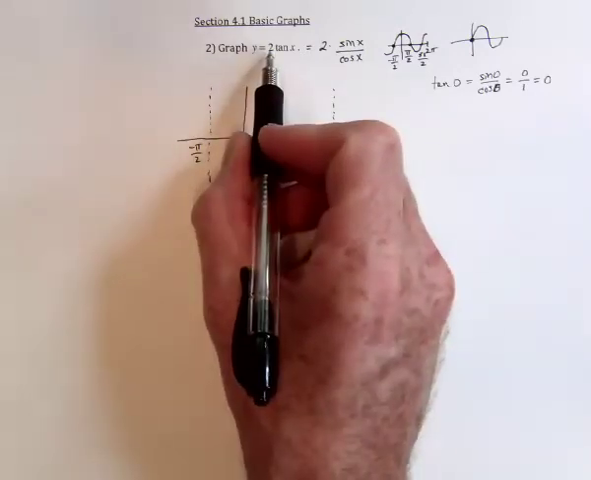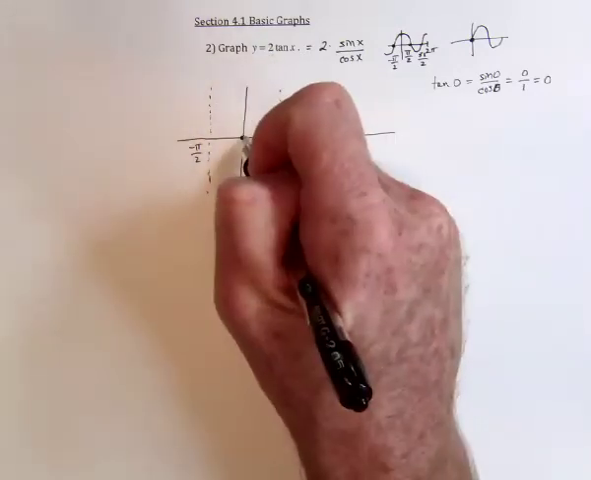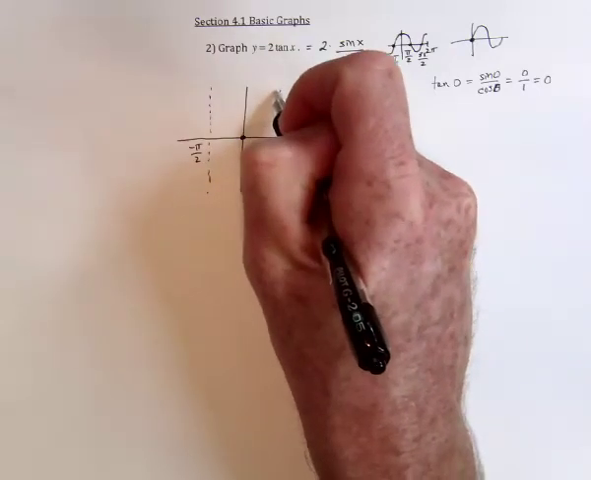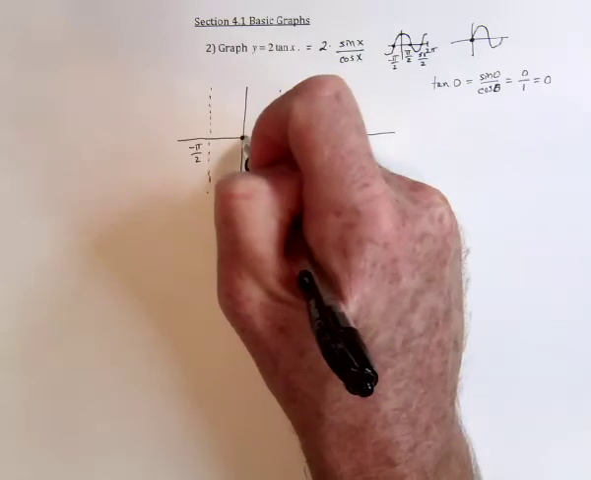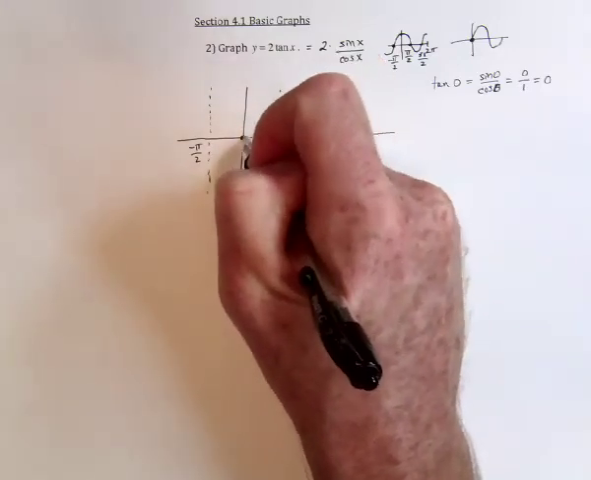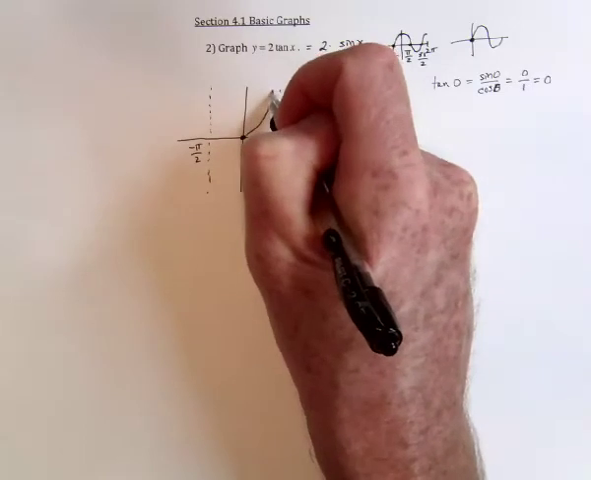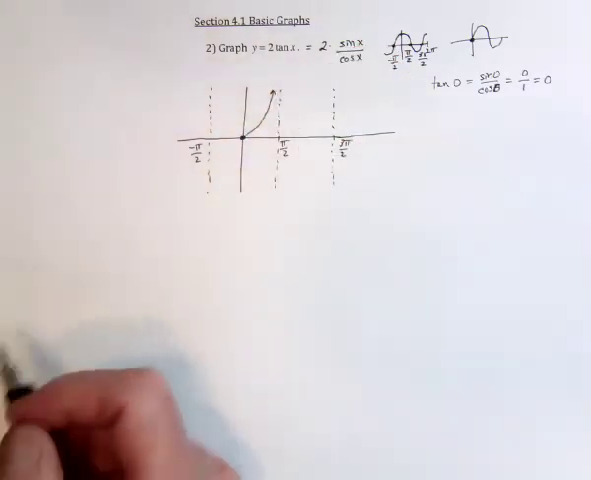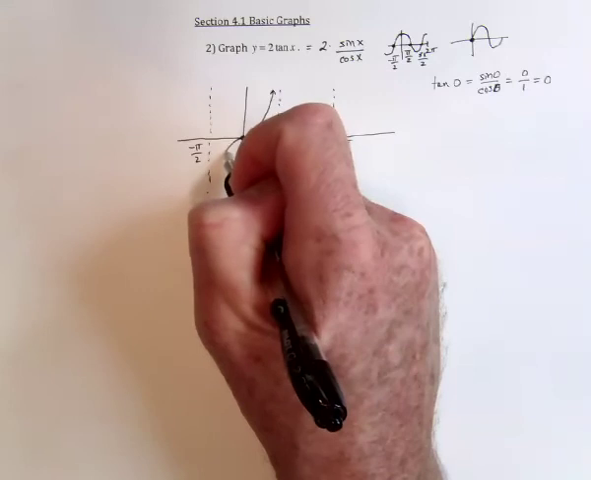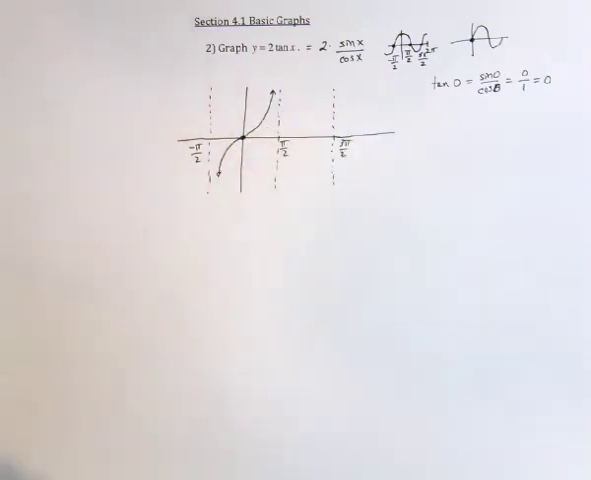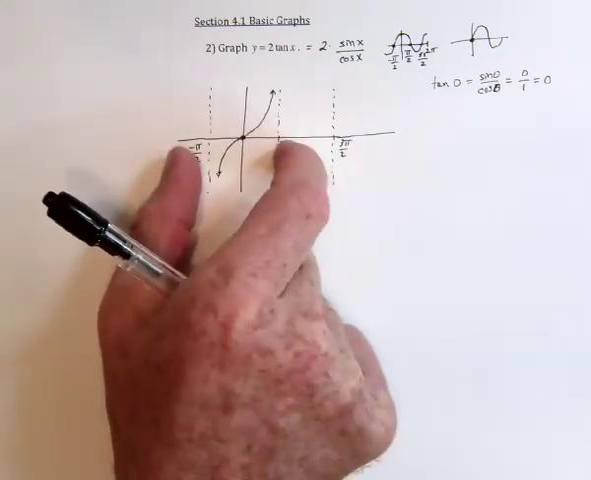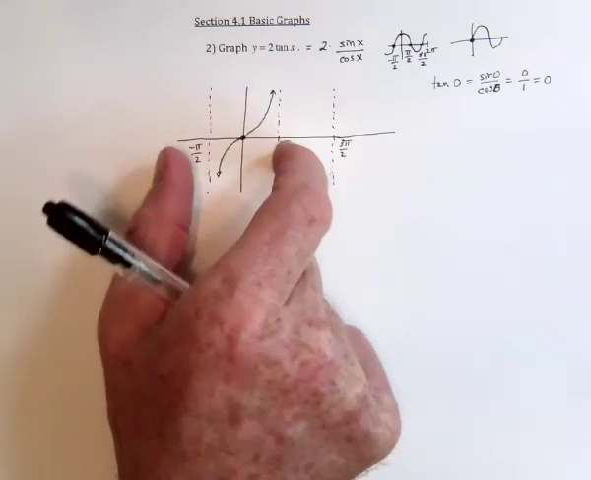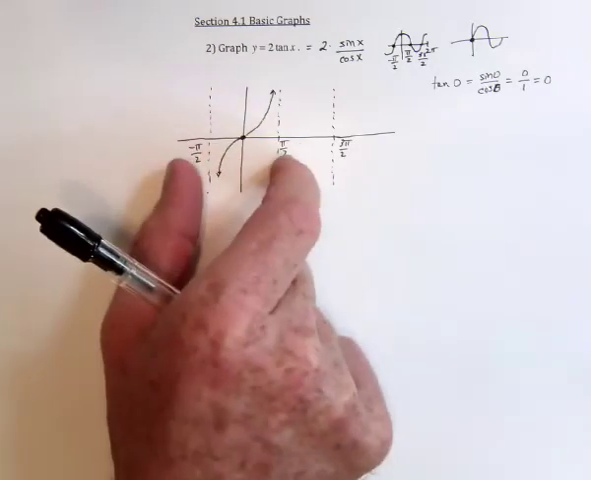And then what does the 2 do to it? Well, tangent swoops up like this, going towards its asymptote, and the 2 is going to make it do that twice as fast. So it's going to be stretched vertically, and it's going to go up twice as fast as a regular tangent. As well, over here, it's going to go down towards that asymptote. Now, if you're only asked for one cycle, then that's all you need. The period, which is the length on the x-axis that it takes to create one cycle, is a length of pi.